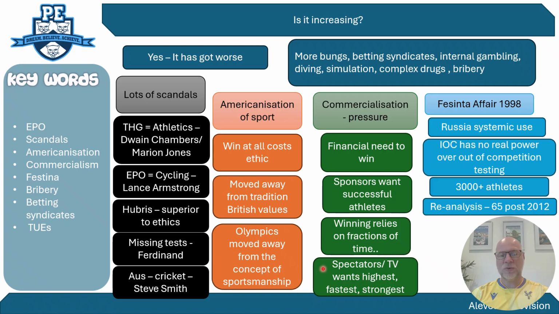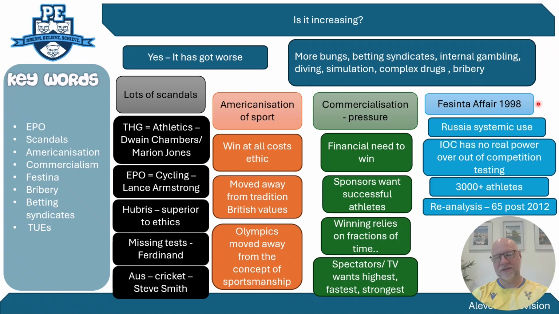And us as spectators, we want to see the best. We want to see the highest. We want to see the strongest and fastest. This Olympic motto: highest, fastest, strongest. We want that, and if we want that, the TV wants to show that, and that's where the sponsorship comes as well. And it's that cycle of athletes will cheat and essentially take drugs to be the best, to be the highest, to be the fastest, to be the strongest, because we demand it as spectators.